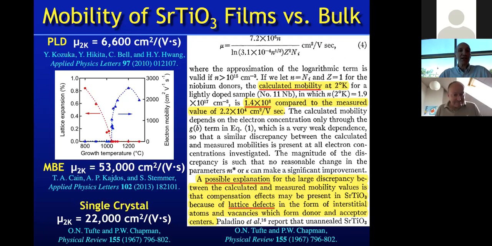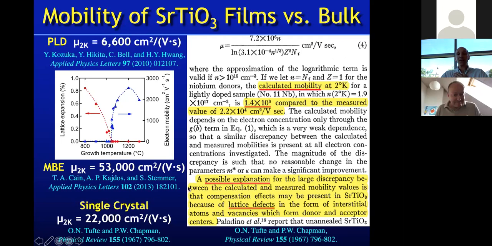Okay, so here you can see that with these high temperatures, superconductivity has been done in films of strontium titanate. The highest electron mobilities that have been seen in films grown by PLD, and these are from Harold Huang's group, are about 6,600. At the same measurement conditions, I'm going to compare other techniques. The record for highest mobility in strontium titanate films is from films grown by Susanne Stemmer's group at 53,000. And that compares to single crystals, which are 22,000, okay?